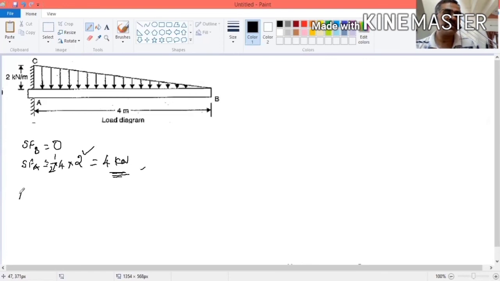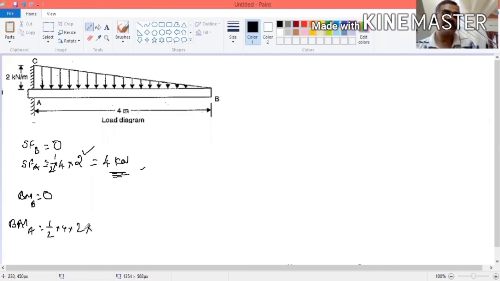Now the bending moment. What will be the bending moment at point B? It will be 0, because you have to take the loads on the right side. Here there is no load, so the bending moment will be 0 at point B. What about the bending moment at point A? Force into distance. Only one load is there. First you calculate the load: half into 4 into 2. So this will give you the load.